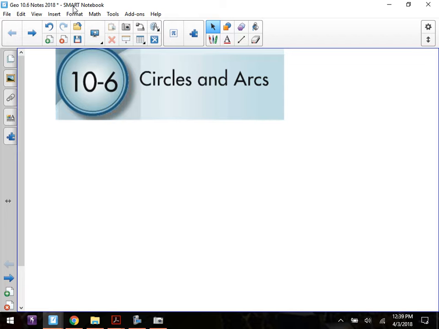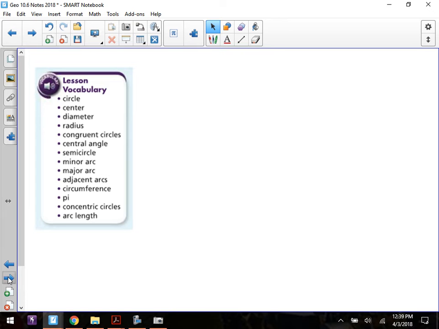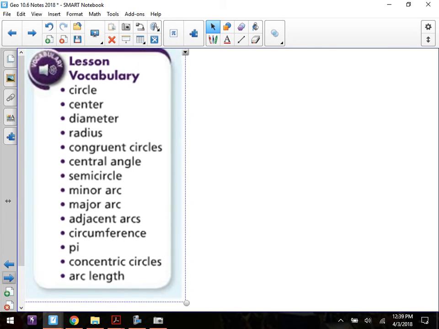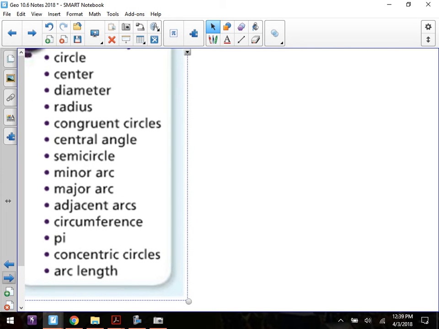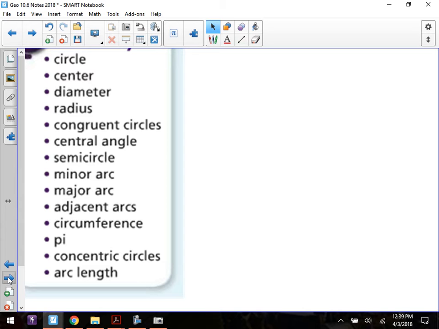What I wanted to show you, and I don't want you to write all this out yet, is that this unit goes with a whole bunch of different vocabulary. On this list, you know 80% of it. I'm assuming you know what a circle is. How do you define a circle officially? Exactly right. A circle is defined by a set of points that are equidistant to a center.